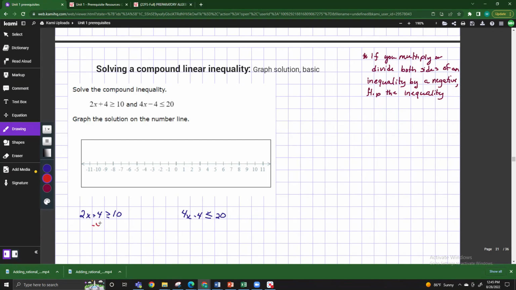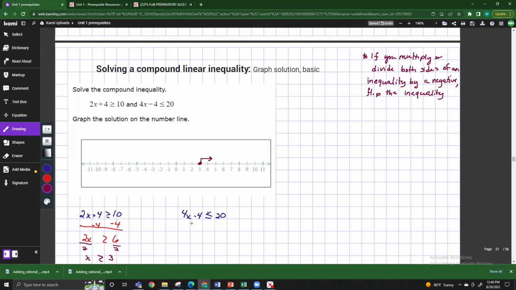So I'm going to subtract 4 from both sides on this one. And I have 2x ≥ 6. Then I divide both sides by 2. And 2 is a positive, so that's good. So x ≥ 3. So at 3, I am going to put a closed circle because it's an "or equal to". And x has got the bigger part of the inequality, so I need x to be bigger than 3, which means it's going this way. I'm just going to put a small arrow to start with.